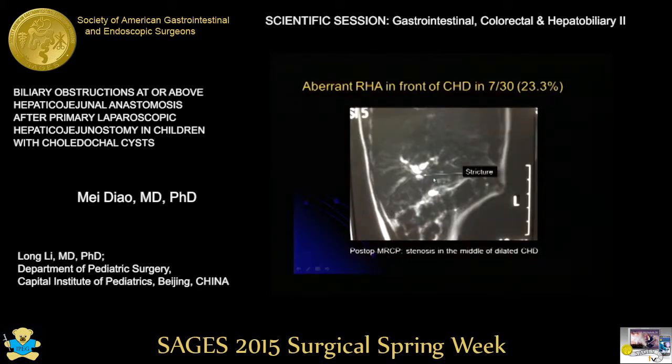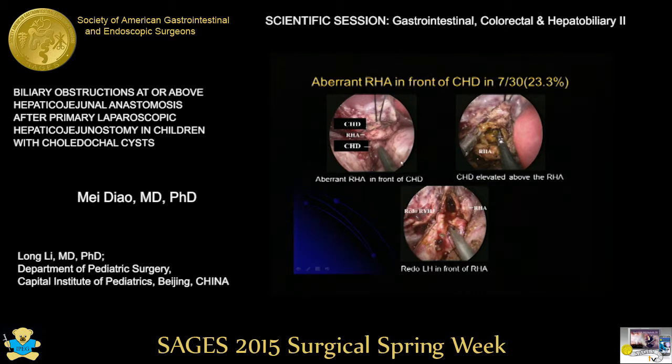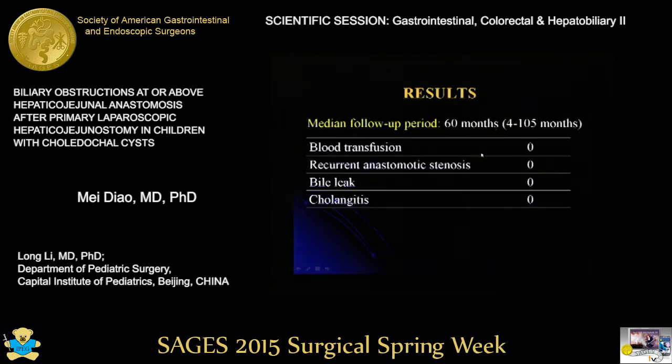In such a case, you can see the stricture just in the middle of the common hepatic duct. In the operation, it was found the aberrant right hepatic artery ran across in front of the common hepatic duct. Then the anastomosis was divided. The common hepatic duct was fully mobilized and elevated in front of the right hepatic artery. The anastomosis was performed in front of the right hepatic artery.